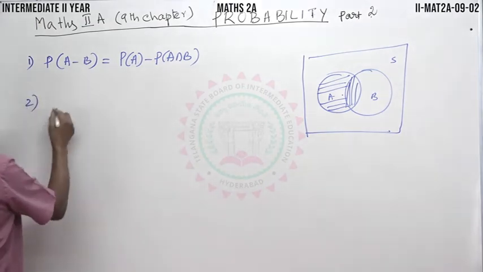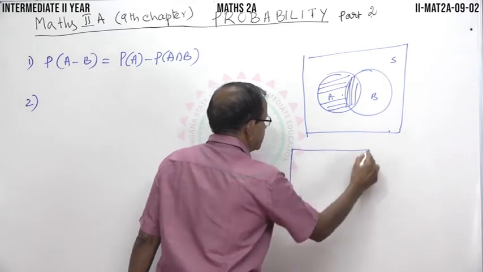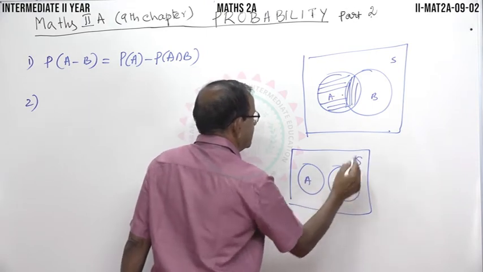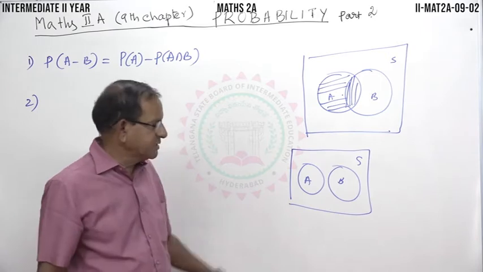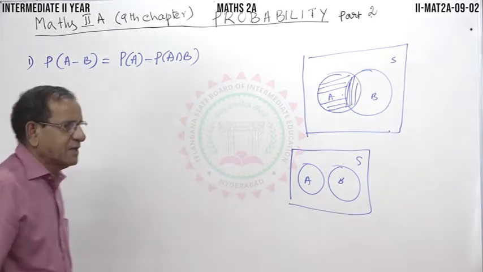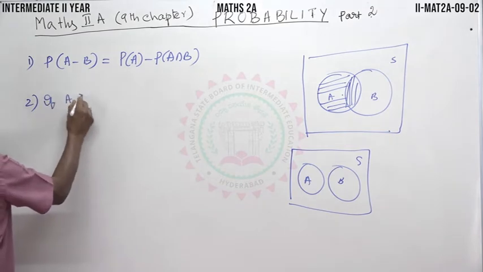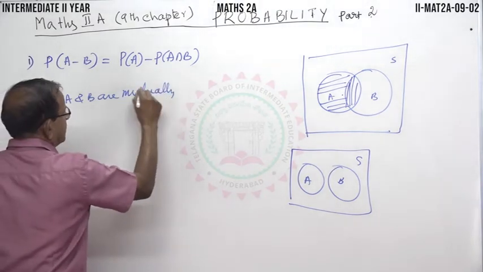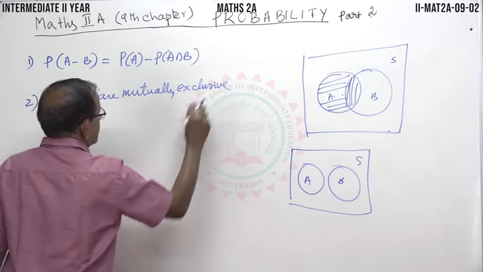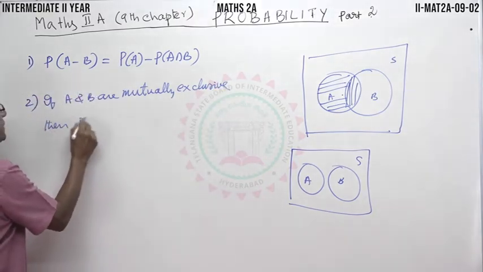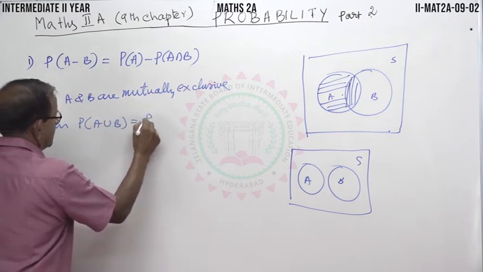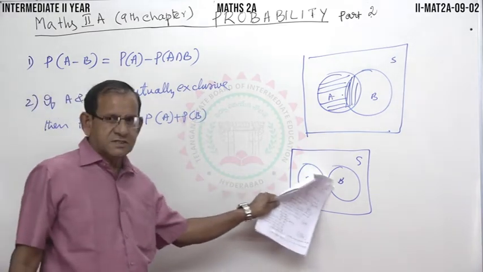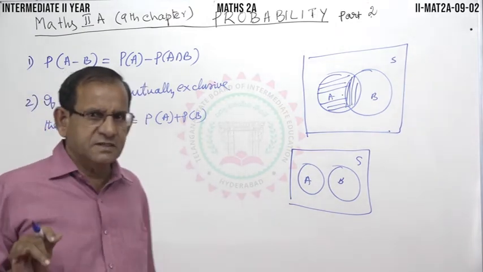And one more thing. Suppose two events, A and B, are mutually exclusive, no common points. This is A and this is B. Then P of A union B can be taken as P of A plus P of B. If A and B are mutually exclusive, meaning no common sample points, then P of A union B is equal to P of A plus P of B. But those two sets should not have any common sample points. That is the main thing.